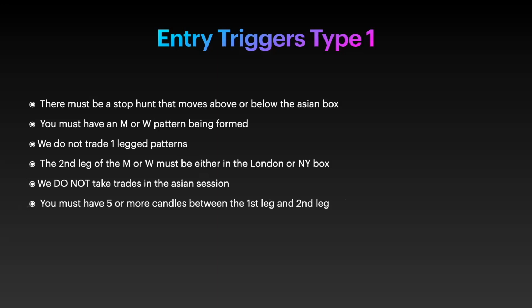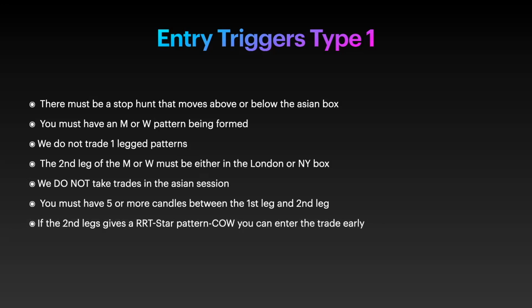You must have 5 or more candles between the first and second leg. Why is that? Because we know, based off of backtesting, that when M or W patterns have at least 5 or more candles between the first and second leg, the winning percentage is well over 80%. Are there going to be M and W patterns that have 5 or fewer candles between the first and second leg? Absolutely. Will some of those trades work out? Sure. But because we're trying to do this over an extended period of years, not a week or month, we know that the majority of the good trades we want to trade have 5 or more candles between the first and second leg.